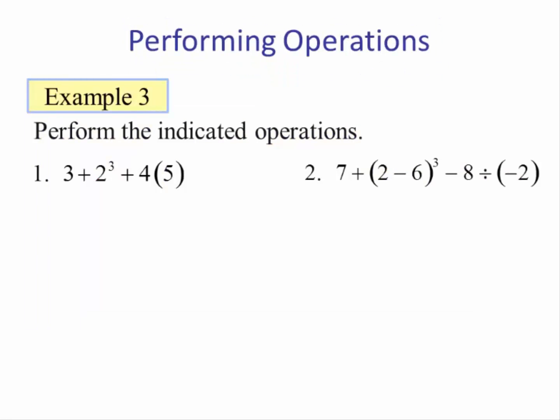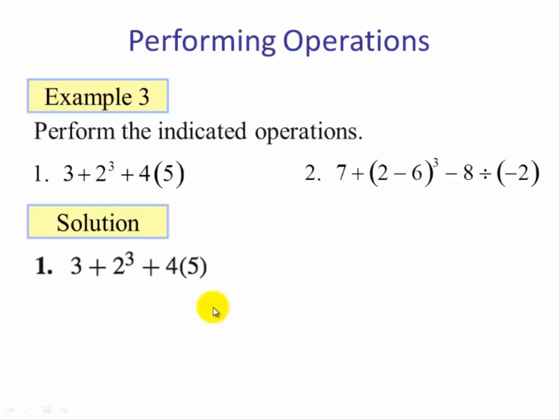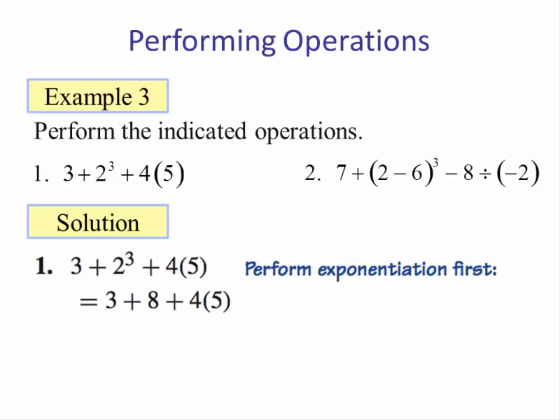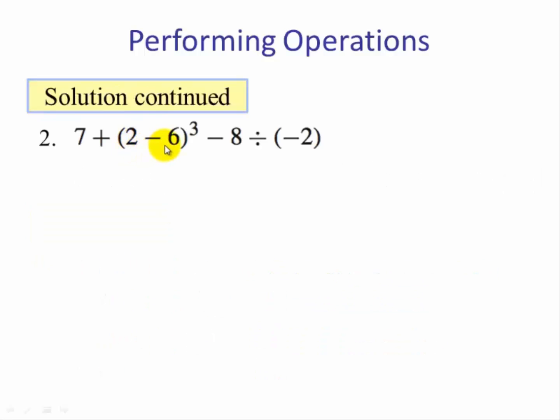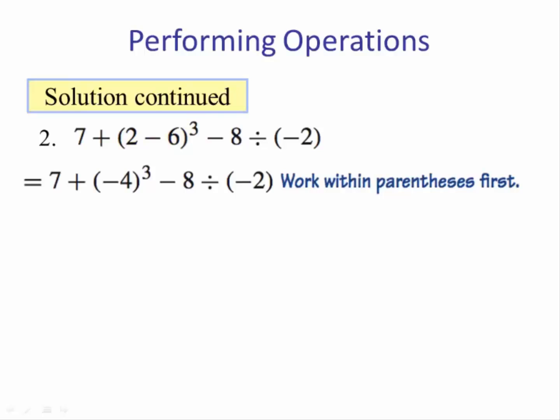Example 3. Number 1, the first thing that we want to do is exponents. There are no parentheses, so 2 to the third power is 8, because 2 times 2 times 2 is 8. Next we want to multiply, and then finally we add. 31. For number 2, we have parentheses here, so 2 minus 6 is negative 4.